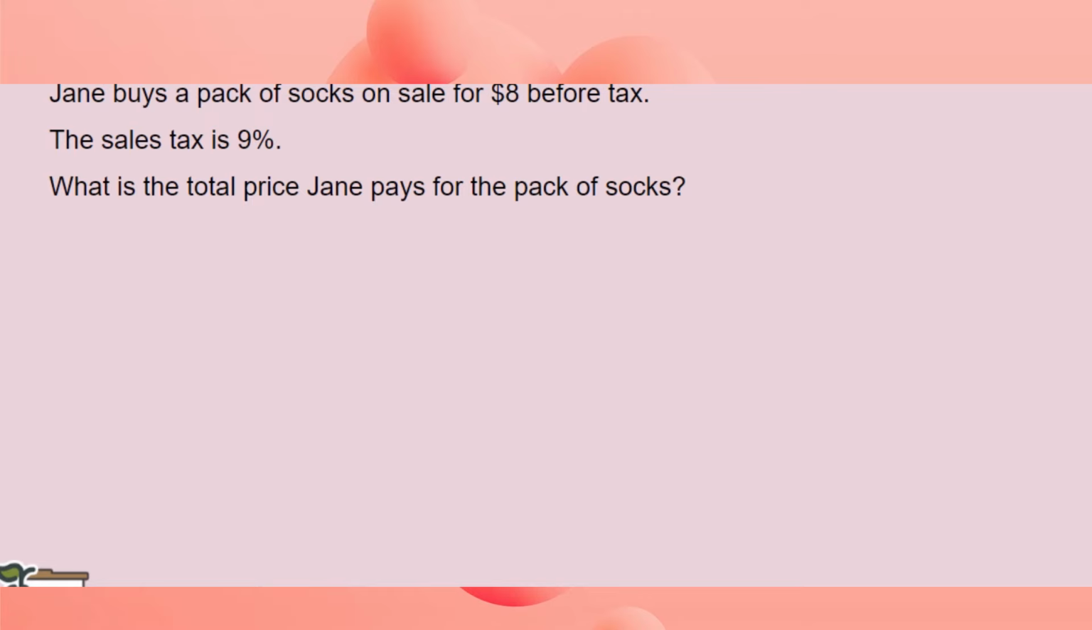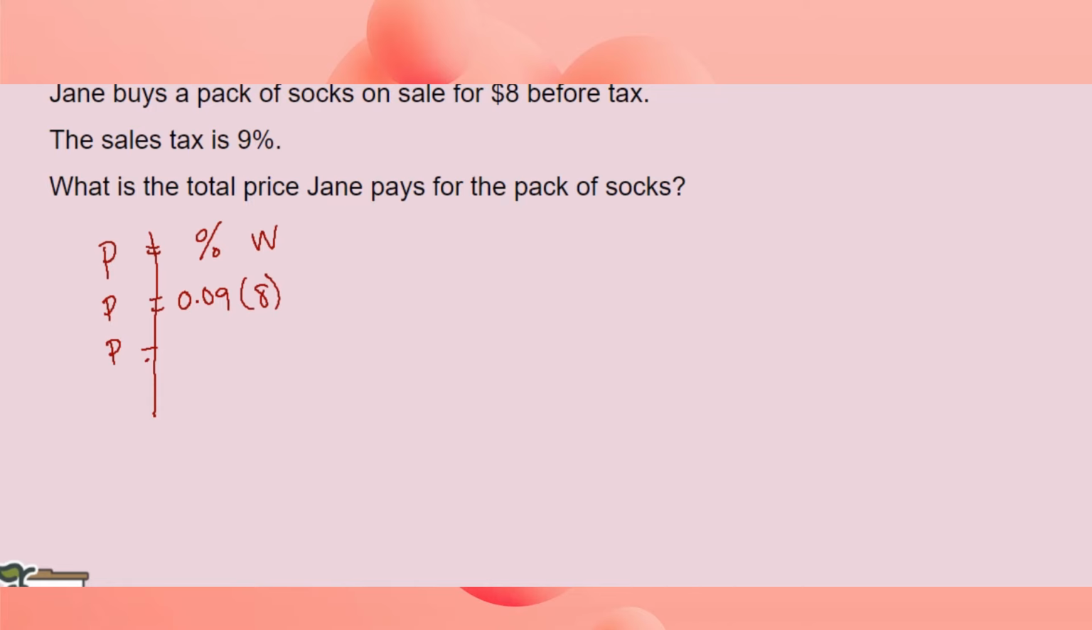Jane buys a pack of socks on sale for $8 before tax. The sales tax is 9%. What is the total price Jane pays for the pack of socks? In order to solve this problem, we need to use the percent equation, which is part equals percent times whole. In this case, the part is the tax. We don't know what the tax is, so we're just going to use a variable. The percentage is 9%, and remember to represent that as a decimal. And the whole is 8.